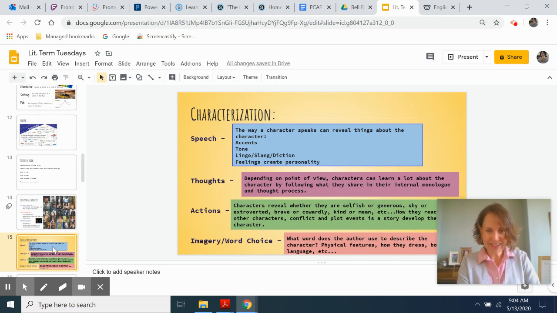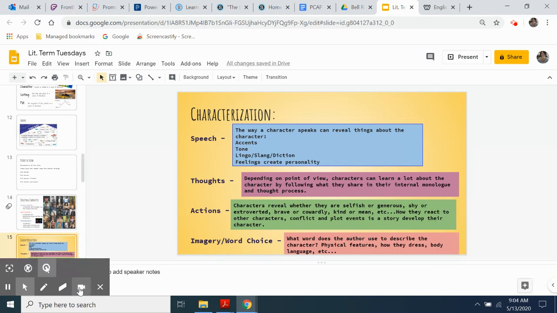Characterization, let me get rid of my camera so you can read this here. Okay. Characterization happens, there are 3 primary ways that she does it in this particular piece of literature. But there actually are about 4 to 6 ways that an author can create characterization. Here are 4 of the most common.